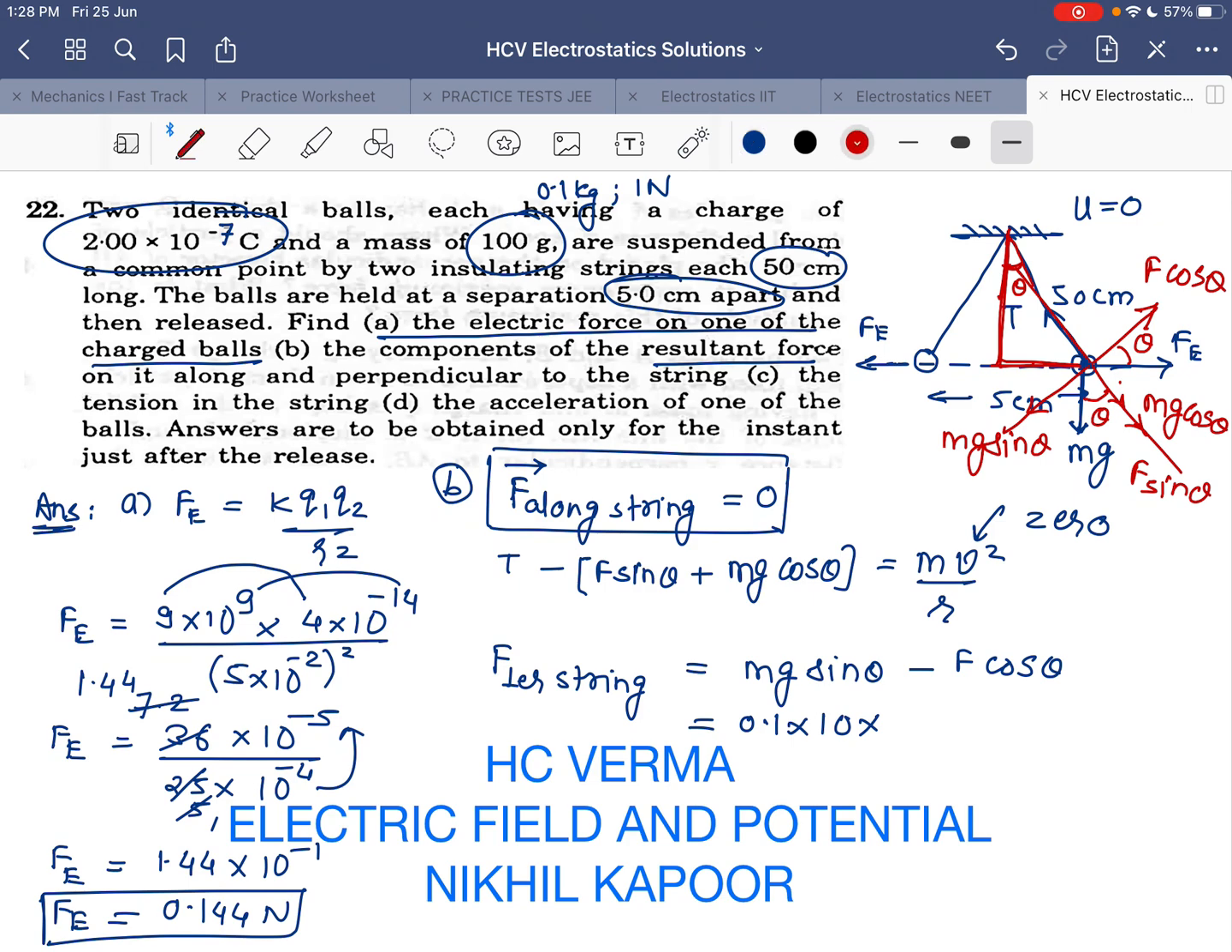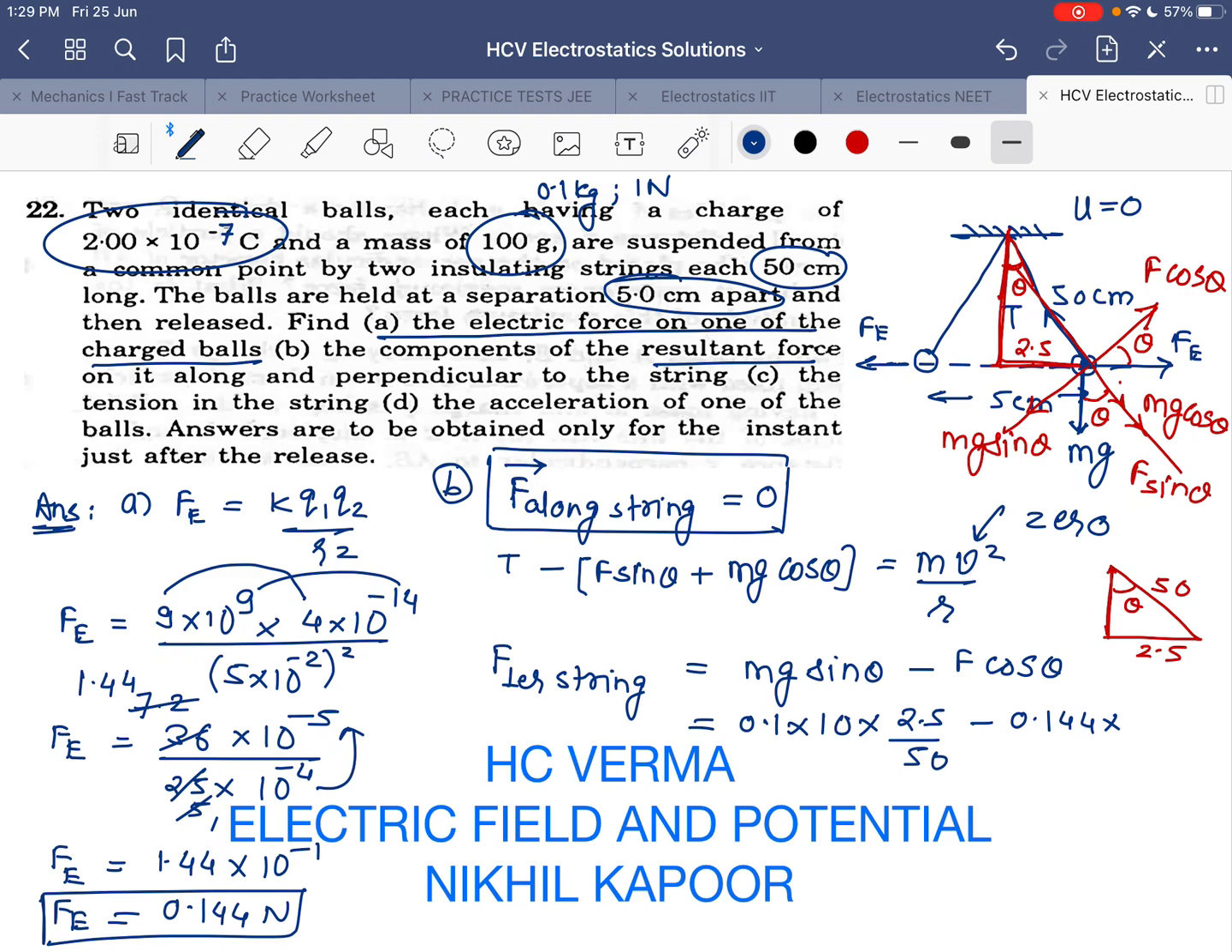So sine theta will be side opposite, so this is 2.5 centimeter. If you take the triangle, this is 15 and this is 2.5, that is half of 5, and this is theta. So sine theta will be equal to side opposite upon hypotenuse, minus F is 0.144 that we have already calculated in part 1, cos theta, it will be side adjacent. Okay, so here side adjacent is this.